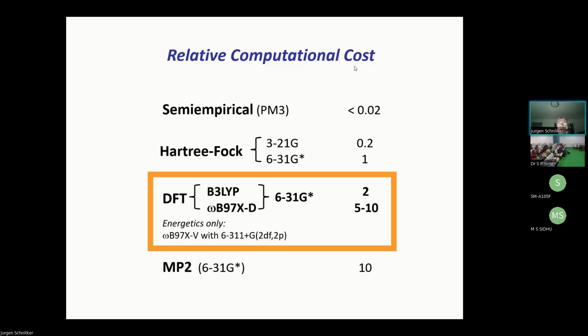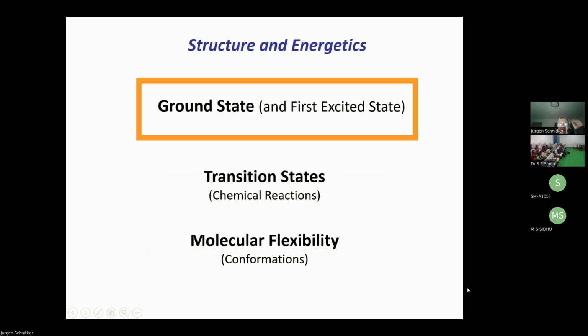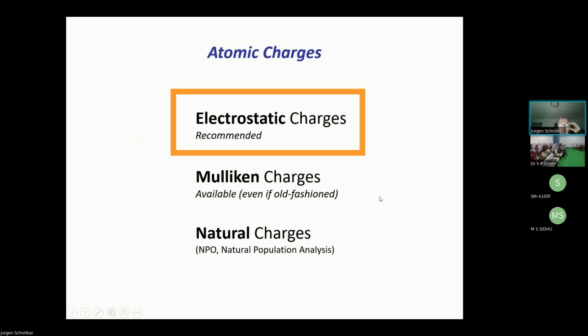So I'll go to the next slide here to again what can be calculated. Obviously the ground state, you can get easily the first excited state, with effort also higher excited states by a few mouse clicks. Transition states, if you're interested in chemical reactions. Molecular flexibility: there's a ton of tools and support in the program for dealing with conformational degrees of freedom.